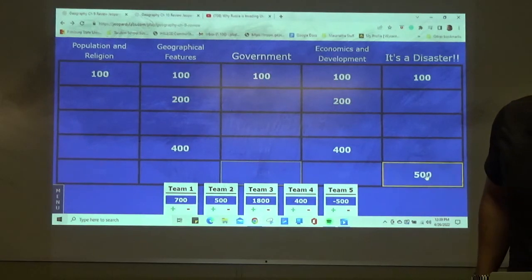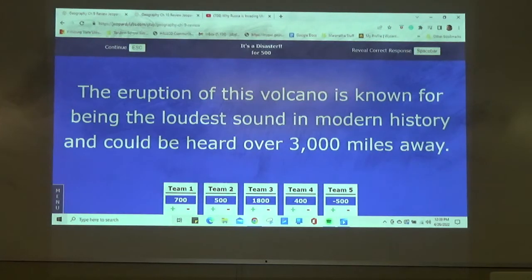Alright, big 500 points. Here we go. The eruption of this volcano is known for being the loudest sound in modern history and can be heard over 3,000 miles away. Krakatoa.